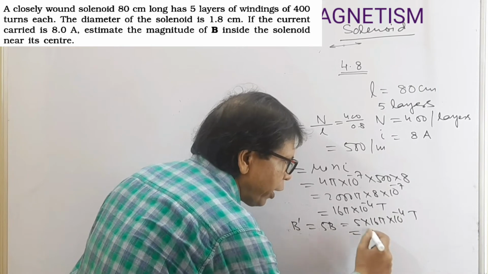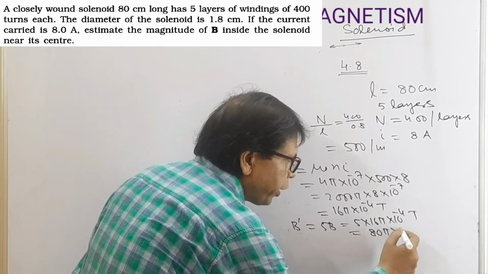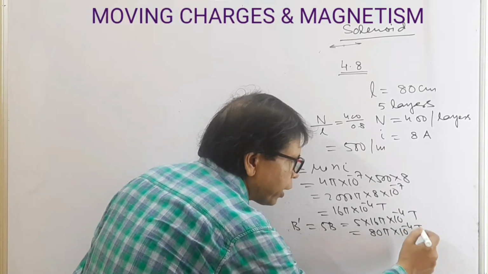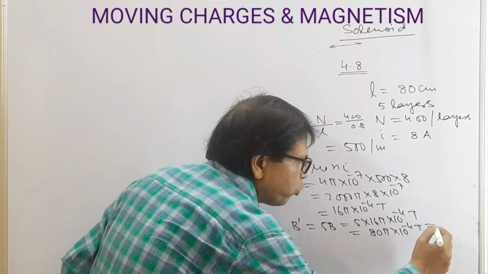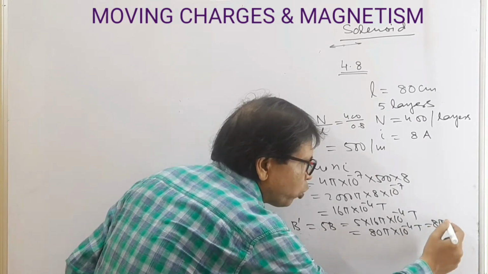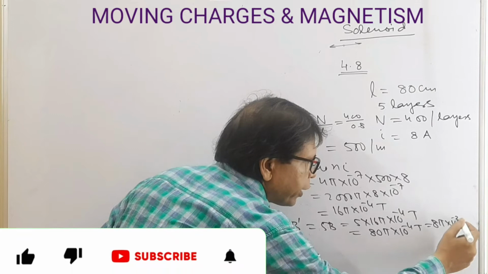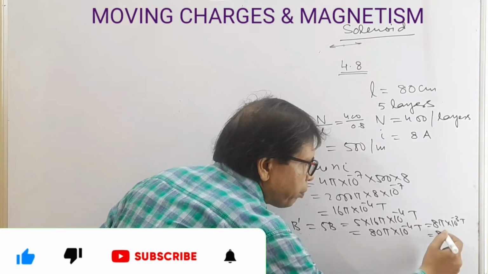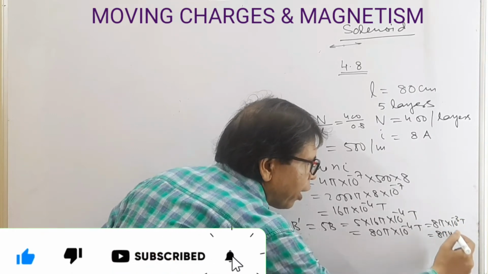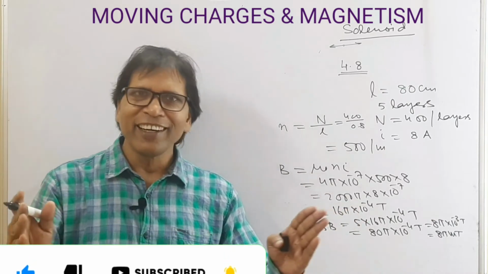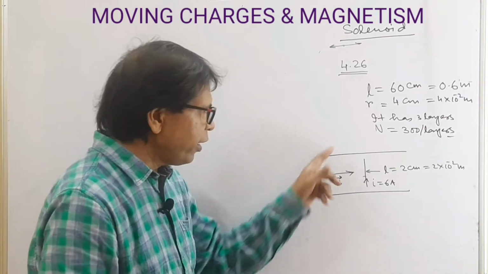So this is 8 pi into 10 to the power minus 4 Tesla. So this is 8 pi into 10 to the power minus 3 Tesla. Therefore 8 pi milli Tesla. Okay, understood?